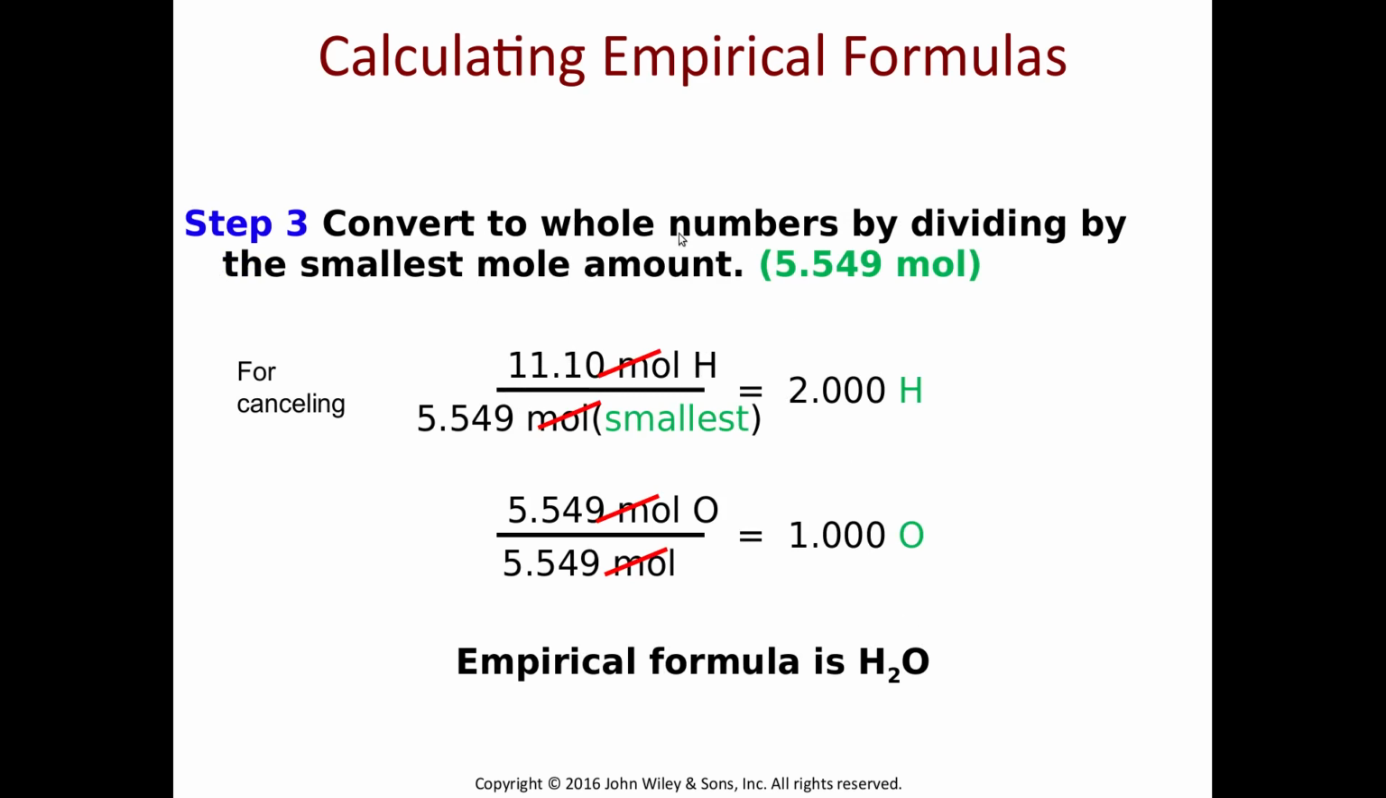So once again, we're going to divide by the smallest number of moles, which ended up being 5.549, the oxygen. So we're going to divide each number of moles by the smallest number. So what this is showing here is that there's 2 moles of hydrogen for every 1 mole of oxygen. So our empirical formula ends up being H2O.